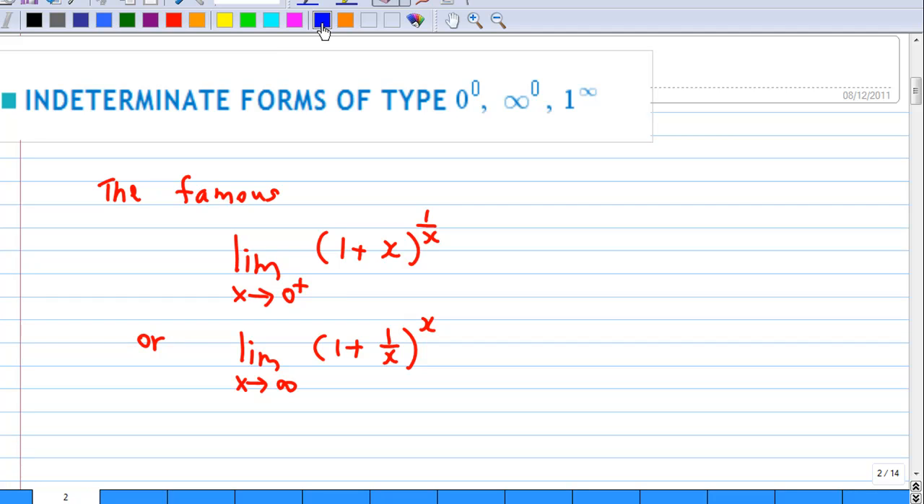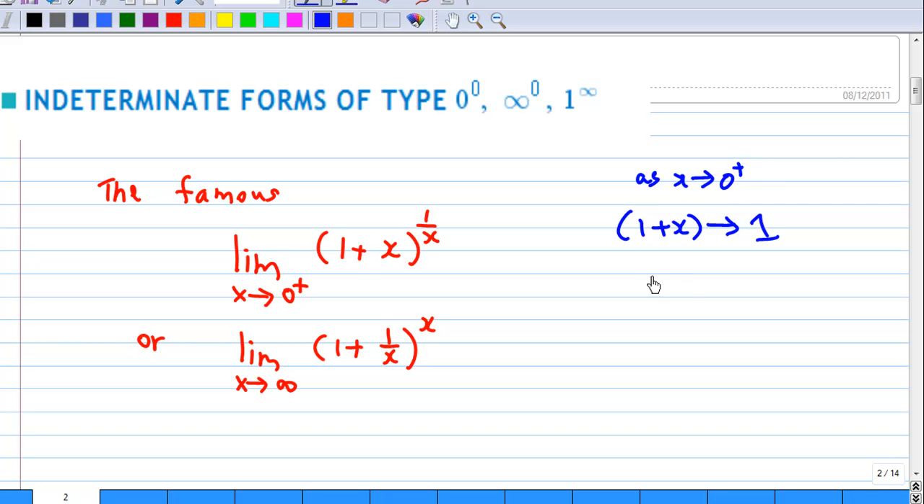Let's look at what the indeterminate form is here. We know that when x approaches 0 from the right, 1 plus x will approach 1, and 1 over x will approach infinity. So you're going to have 1 power infinity. So you expect the answer is 1, but this is not true.